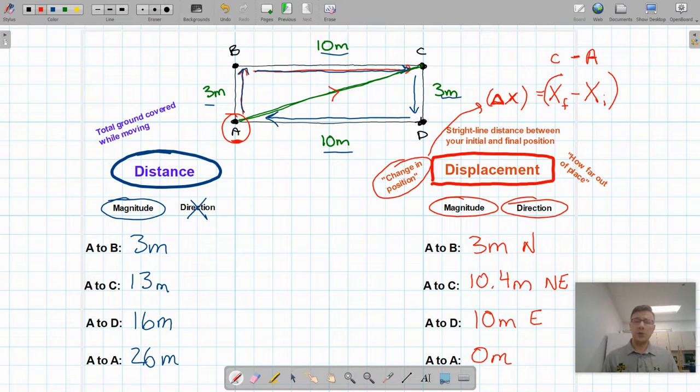So just want to make sure that you guys are understanding the difference between this. Make sure to ask questions in class. You'll have an accompanying worksheet to go along with this. And in the next part, we'll build off of this and talk about how distance and displacement feed into speed and velocity.